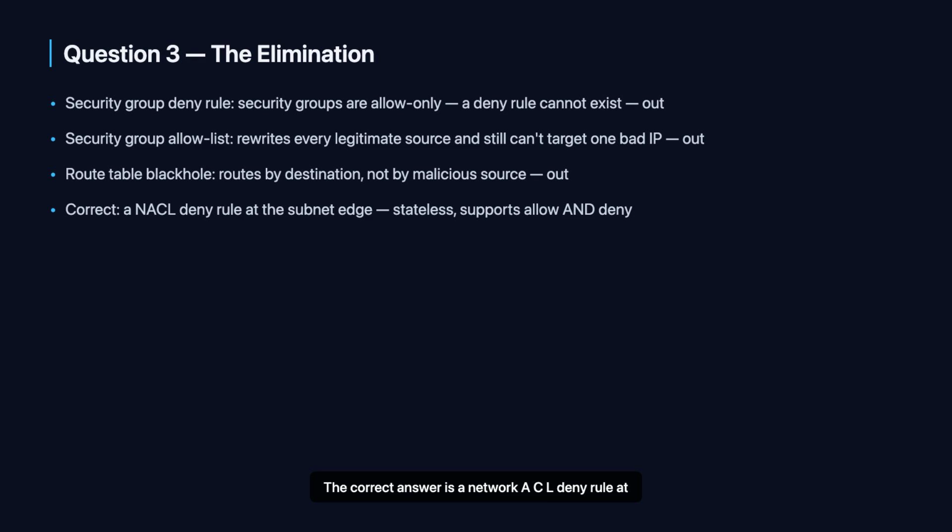The correct answer is a network ACL deny rule at the subnet edge. The network ACL is stateless and supports both allow and deny rules, which makes it the only place you can explicitly block that IP.